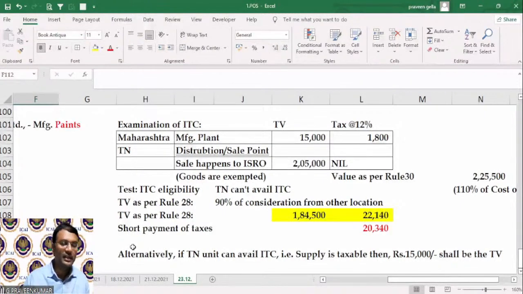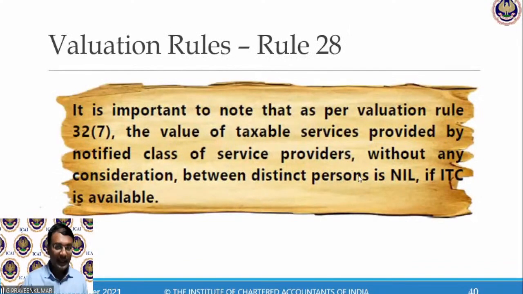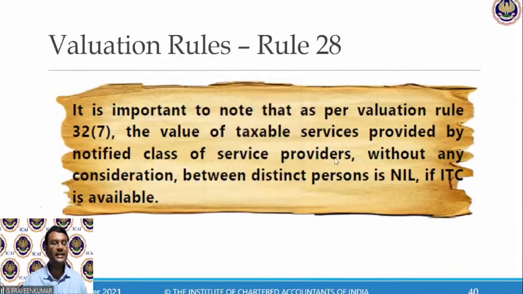Now, so this comes Rule 28. Let me come back to my presentation. In case of services, my Rule 32 says that, look, from one distinct person to another distinct person, if the services are to be rendered, and if the service recipient is in a position to claim the ITC, the value of service shall be nil. Now, this is a little complicated rule which was brought in. However, this rule was not notified as of today.